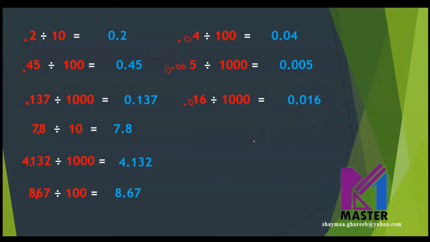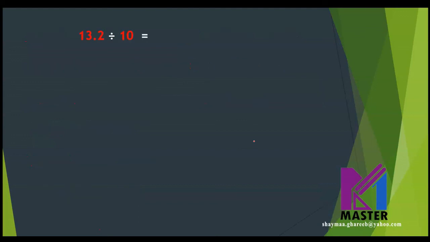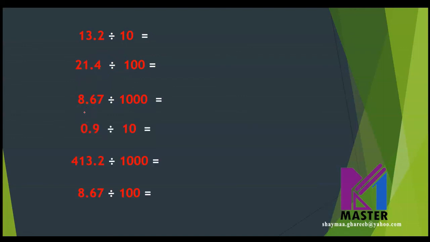Now we know how we divide whole numbers by 10 and 100 and 1000. Let's now start dividing decimal numbers. If I have 13.2 divided by 10, 21.4 divided by 100, and all these examples here. Let's start by the first one.